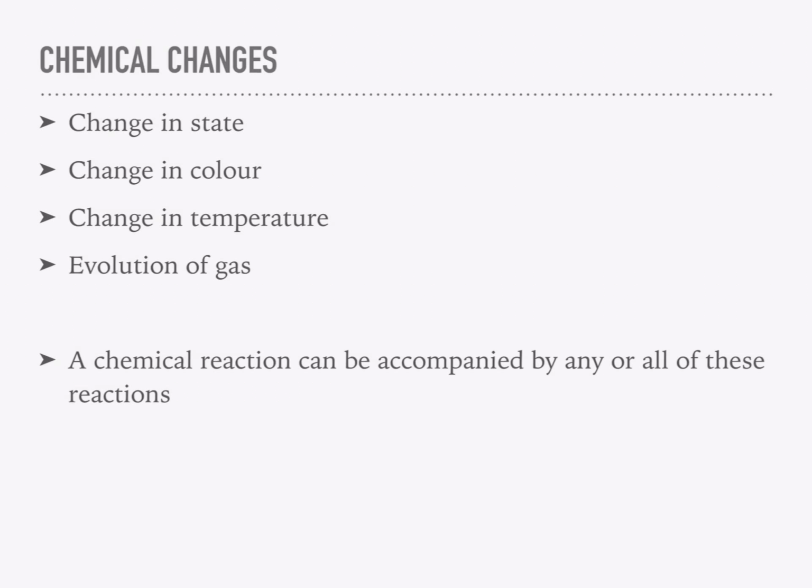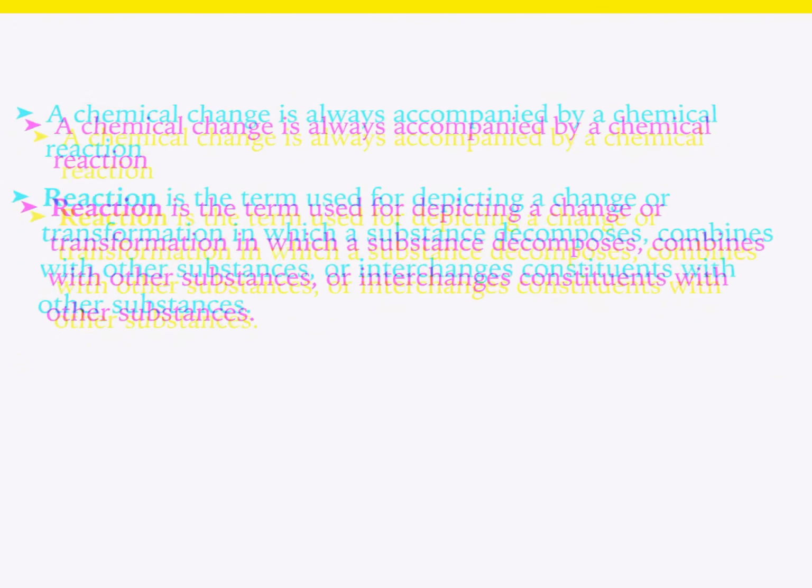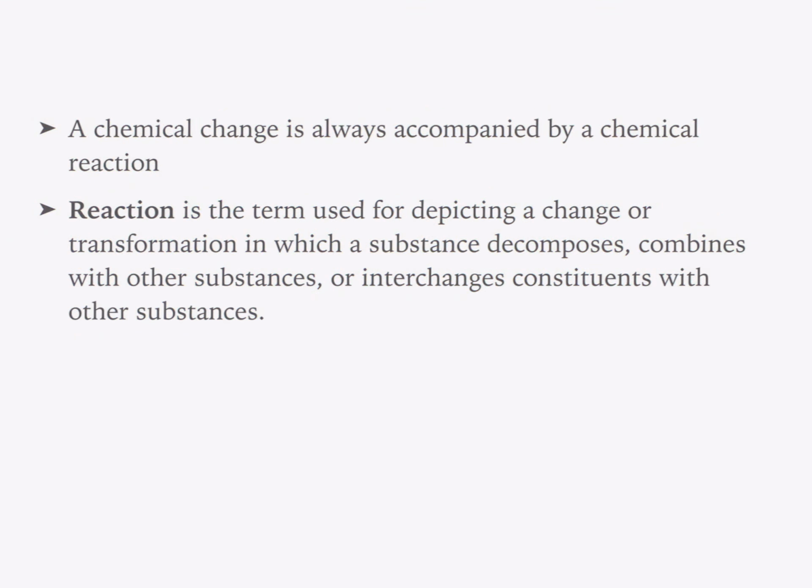Here we have to remember that for evolution of gas, we have dilute hydrochloric acid, whereas for change in temperature, we have dilute sulfuric acid. A chemical reaction can be accompanied by any or all of these. That means in a chemical change or reaction, we can have change in state, change in color, change in temperature, evolution of gas, or all of these together. A chemical change is always accompanied by a chemical reaction.